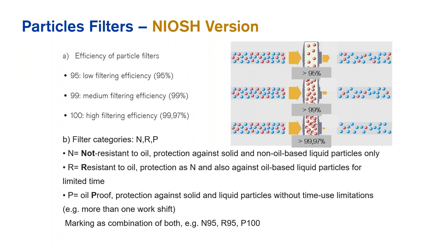But for EN, although we classify as P1, P2, and P3, all of these have in theory been tested against oil-based particles as well. So in theory, it could be used if you determine the oil-based particles are the correct oil-based particles to filter out.